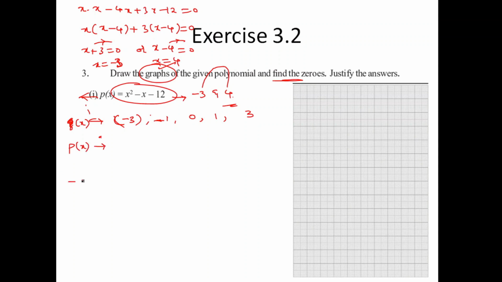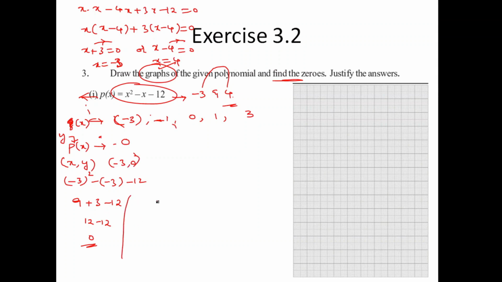So here I'll be getting minus 3 whole squared when I substitute in p of x, minus of minus 3, minus 12. So this is 9 plus 3 minus 12, that is 12 minus 12, and the resultant is 0. So over here it is 0, which means what is the coordinate? I can take it as x comma y, where y is equated to p of x. So the coordinate here is minus 3 comma 0. Okay, let's look at the next one over here.